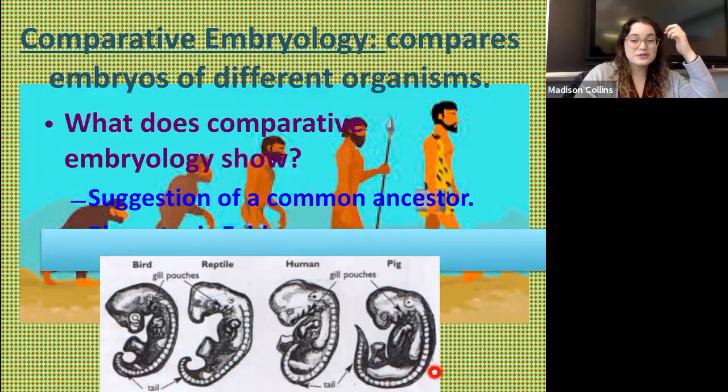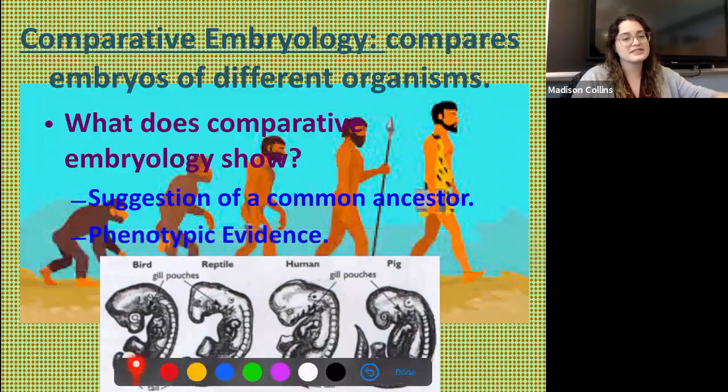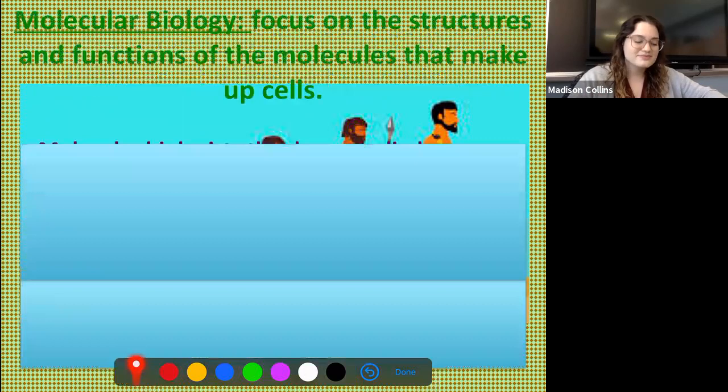Well, these embryos all look really, really similar. Now, later as they develop, those differences start to show up, right? We don't look closely related to pigs. We don't look closely related to reptiles, but early enough on in development, those embryos are almost identical, which again shows us that there's probably a common ancestor somewhere down the line. Right, and this is an example of phenotypic evidence because again, we're looking at these structural or physical similarities. All right, next up, we've got molecular biology.